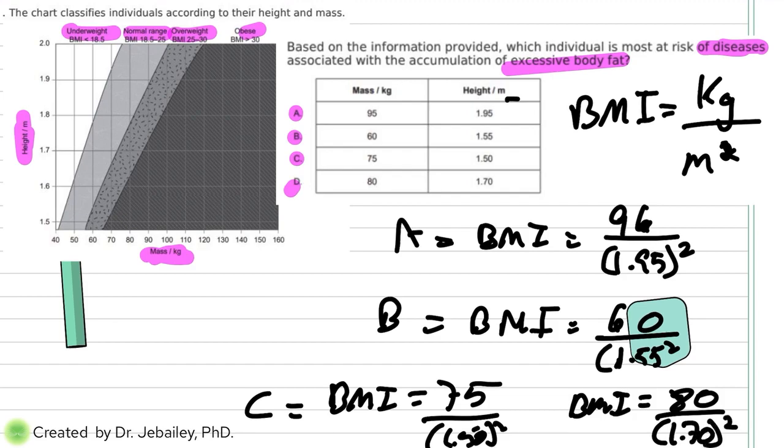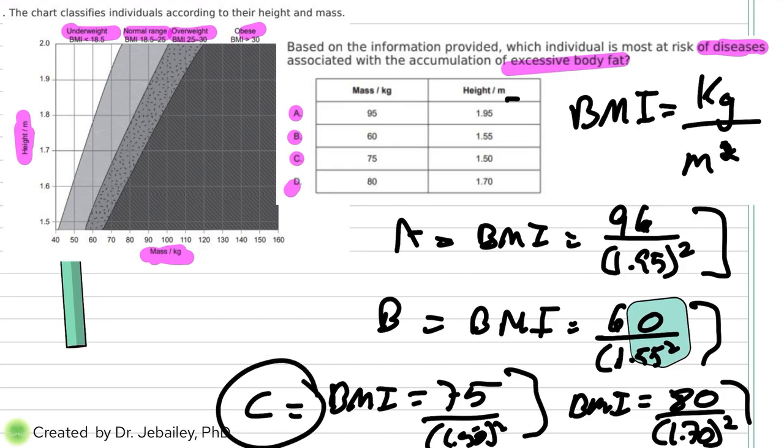So these will require calculations, which again is a pain because you cannot use a calculator. You have to calculate this on paper and find the BMI for all of these. And when you do the calculation, it comes out that C was the answer. Why? Because C actually had the highest number, which was around 30 or more.